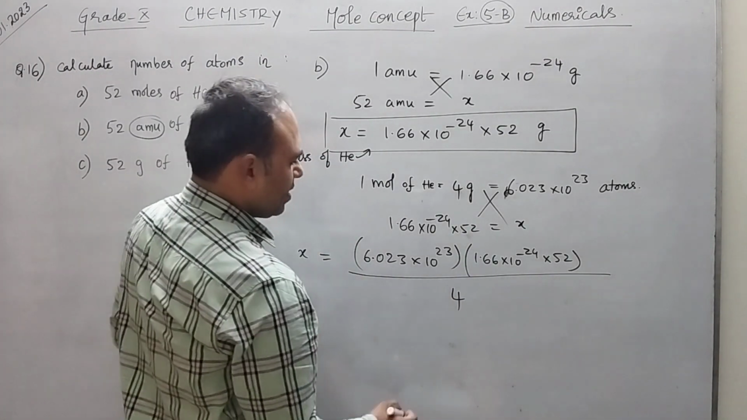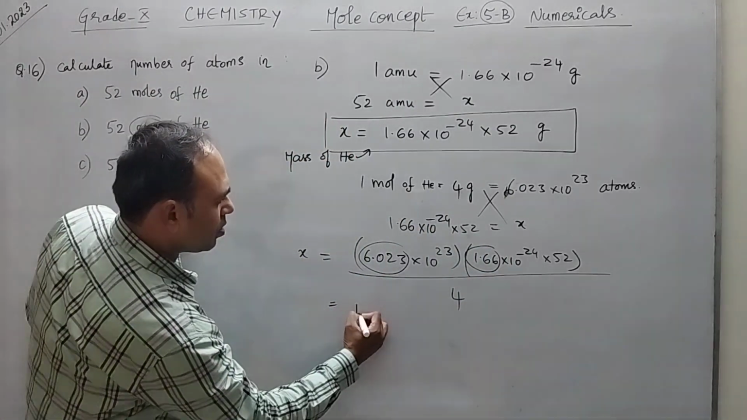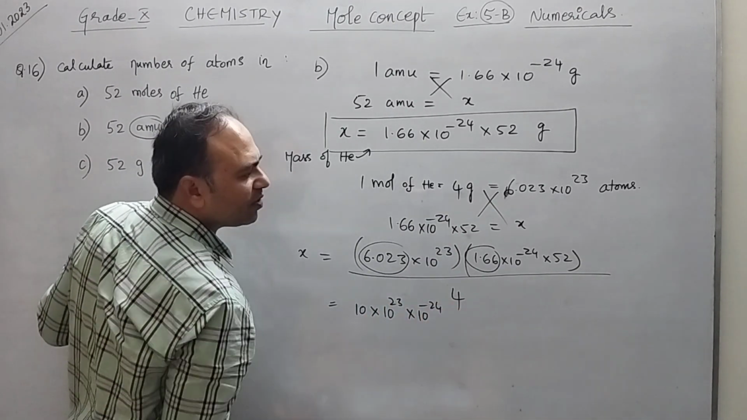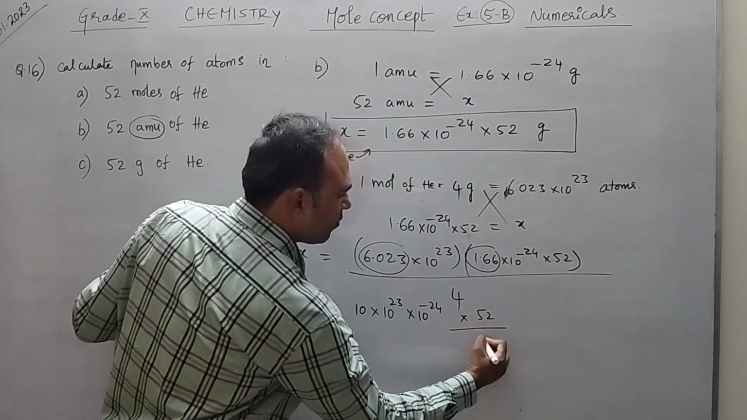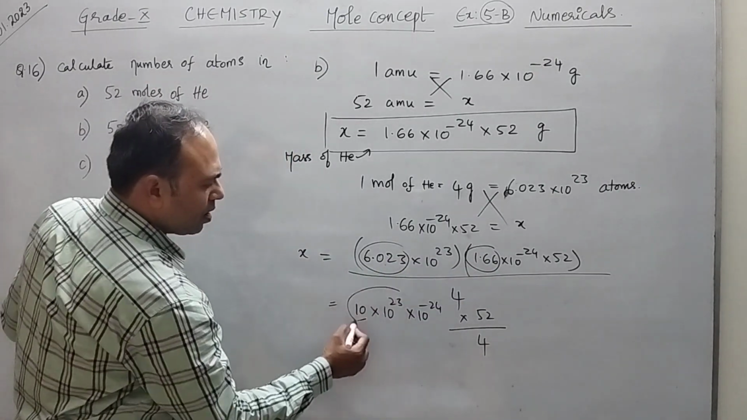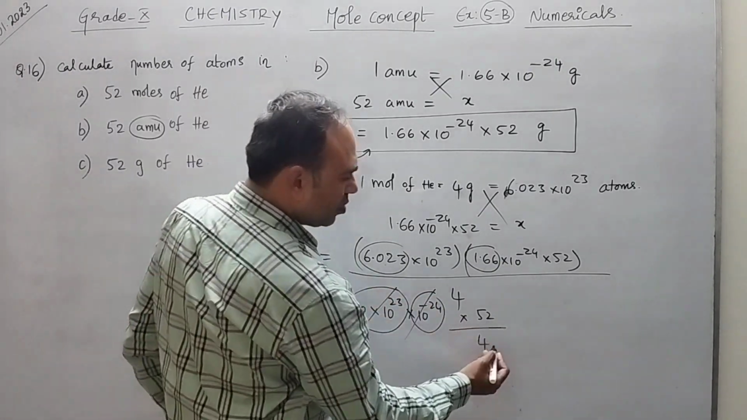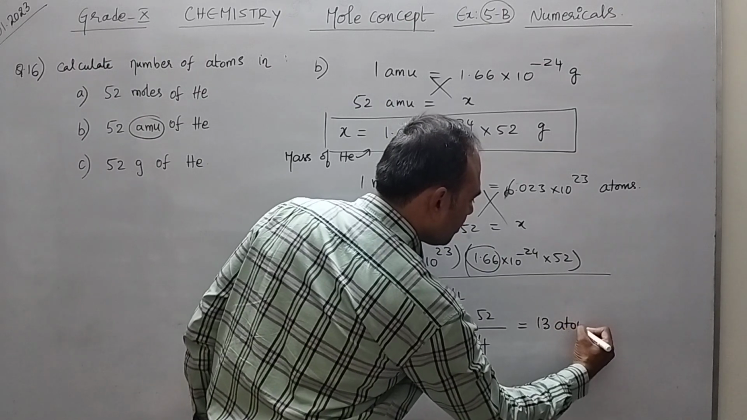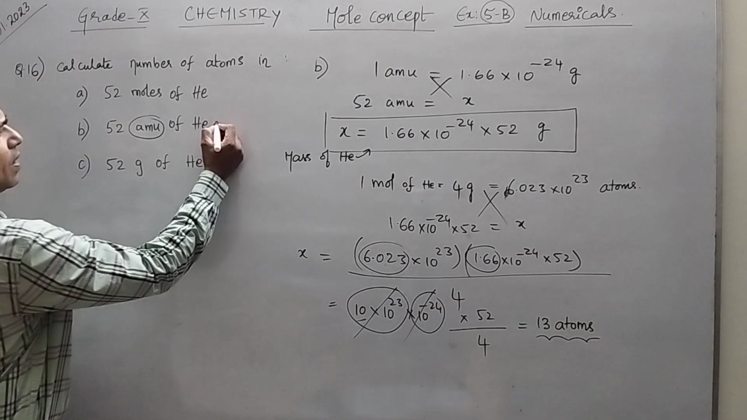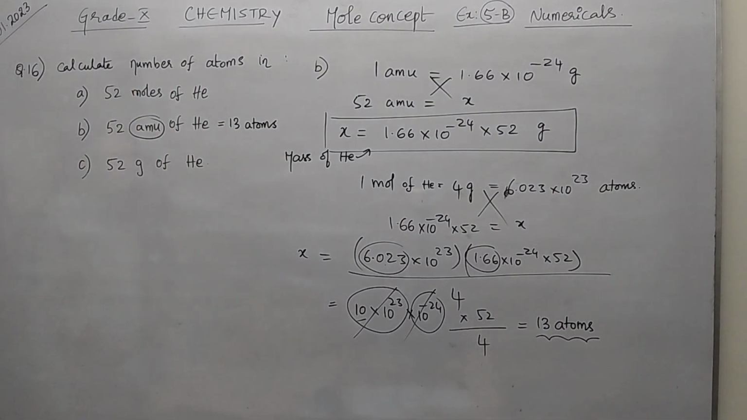Next, you can cancel this. On multiplication, this into this, we have 10. So 10 into 10 to the power of 23 into 10 to the power of minus 24 into 52 by 4. Hope you have understood this simple calculation. On multiplying this you get 10. Now this is 10 to the power of 24 and 10 to the power of minus 24 gets cancelled out, and what you have is 52 by 4, nothing but 13 atoms. So make a note of this. 52 atomic mass unit of helium is equivalent to how many atoms? 13 atoms. So write down.